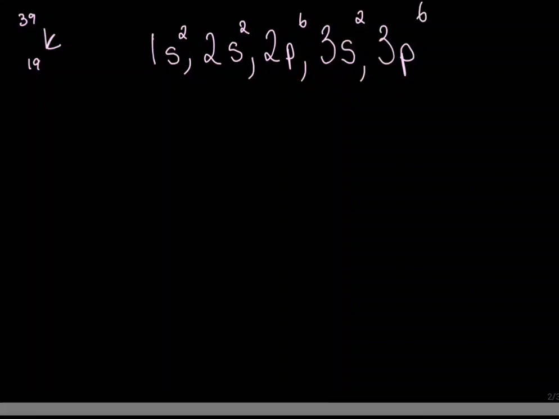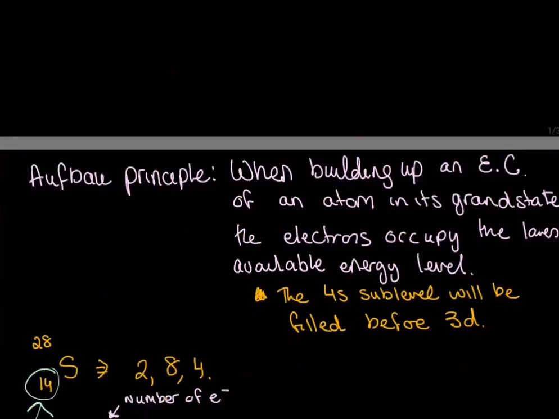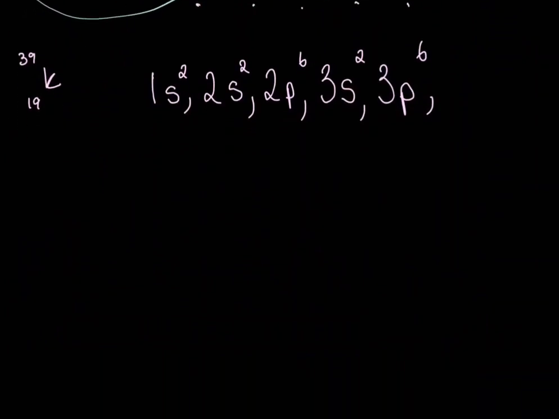Now I've gone far enough, I just want to double check. So 2 plus 2 plus 6 is 10. 10 plus 2 is 12. 12 plus 6, 18. So we only have one left to go. And you remember, we're at 3p at the moment. So we've all that filled in. The next sub-level up is 4s, not 3d. It's 4s. And we only want one extra electron.